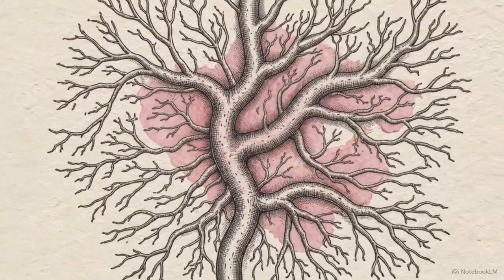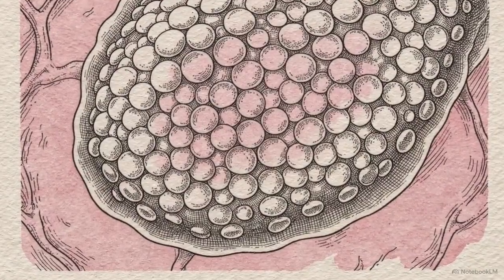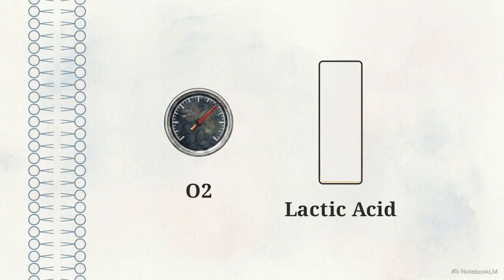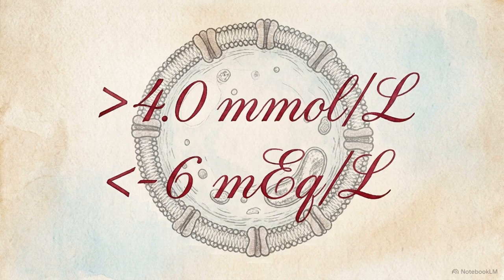To understand organ failure, we have to look at the microscopic bedrock of the body, the single cell. As perfusion drops, oxygen levels at the cell membrane plummet to zero. Lactic acid builds up as a byproduct of anaerobic metabolism, turning the cellular environment highly acidic. This specific acidic buildup is exactly why clinicians track serum lactate and base deficit in trauma patients. They are direct measurements of microscopic cellular starvation.